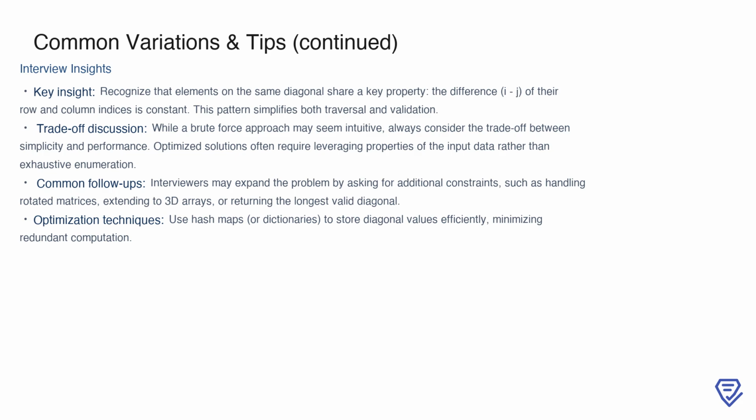Additionally, interviewers often explore follow-up questions, such as handling rotated matrices, extending the problem to 3D arrays, or finding the longest valid diagonal. Optimization techniques like using a hash map to store diagonal values can further minimize redundant computations and demonstrate your ability to think critically about space and time trade-offs.